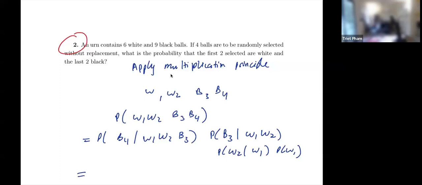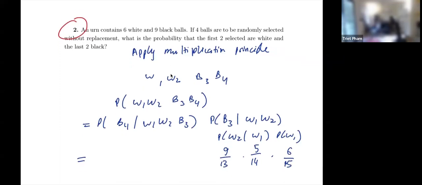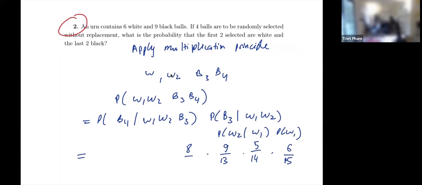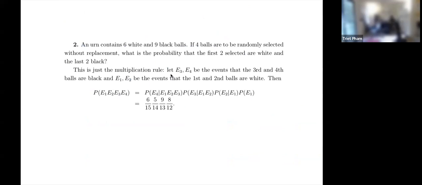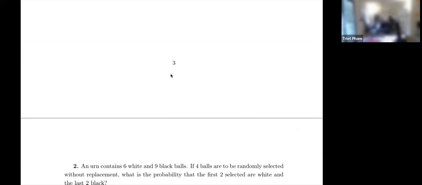So what is that? First white, of course, is 6/15. And then second white given the first is white is 5/14. And then third black, which is 9, given the first two, and then the fourth black. Is that okay? So that's by the multiplication principle. Any question about this?